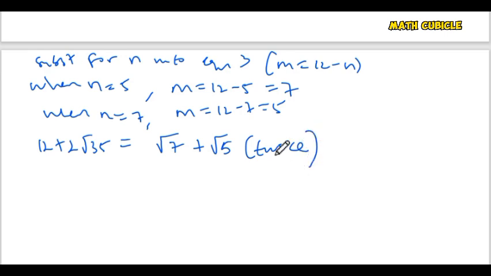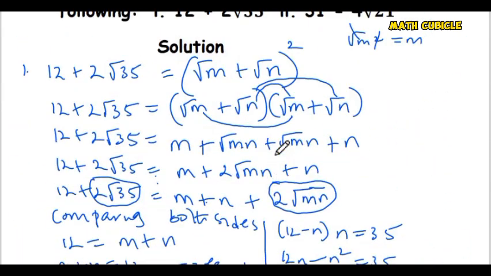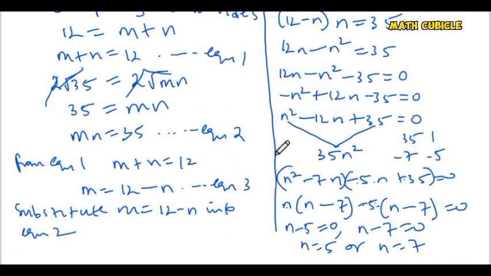Now for the second question. The second question is 31 minus 4 root 21.